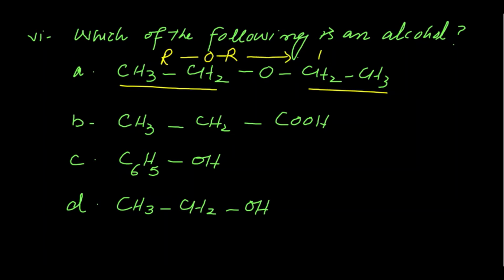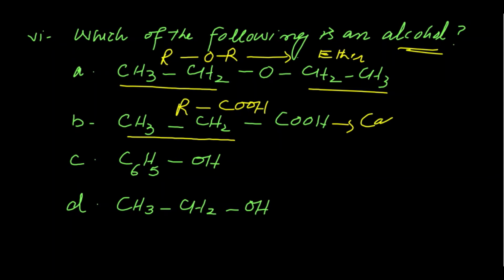what is ROR students? This is ether. That's why this is not correct. Since it is ether, this is not correct because we are asked to choose alcohol. Now see the second option which is given. This is the alkyl part, that is R. The alkyl part is connected with COOH. So this compound is carboxylic acid. What is the nature of this compound students? This is carboxylic acid, right? So that's why this is also not correct.